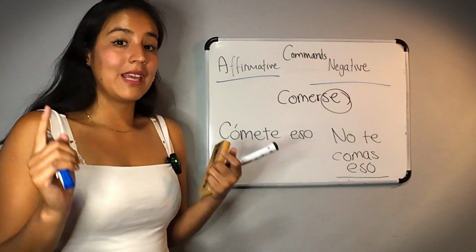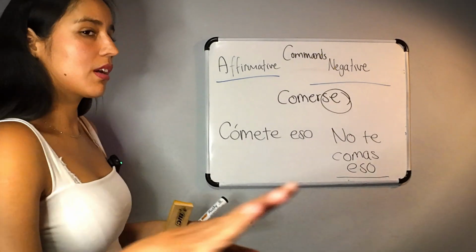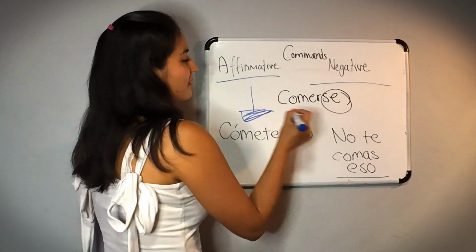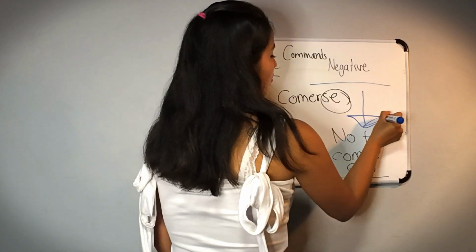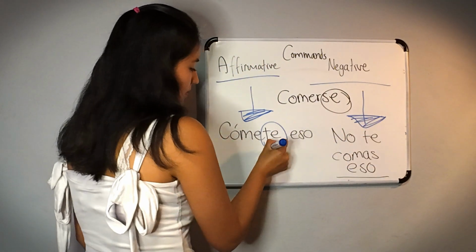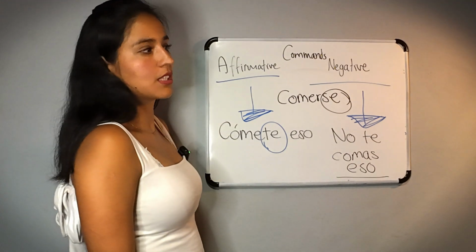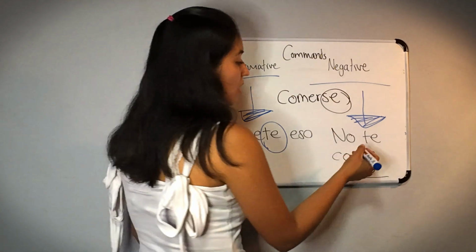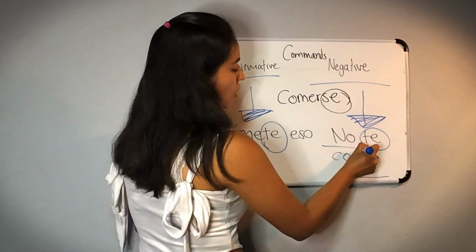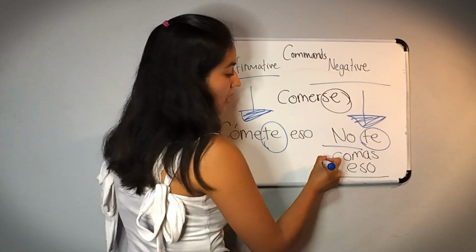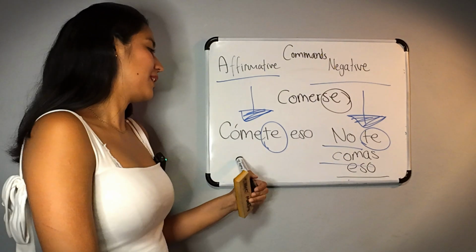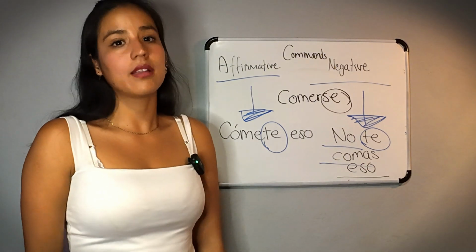So, in here, it's not that you can choose, okay? The time for choosing, stop. Now you have a rule, and the rule is affirmative goes after 100% of the time. Negative goes before. First of all, you have to write no, then the pronoun, and then the verb. Cómete eso, no te comas eso. So eat that, do not eat that.